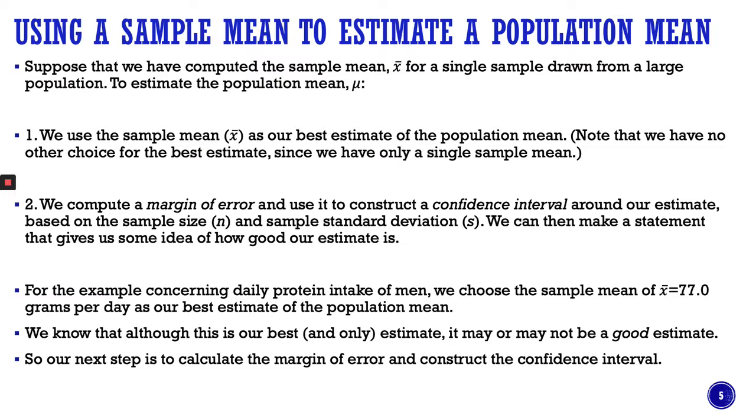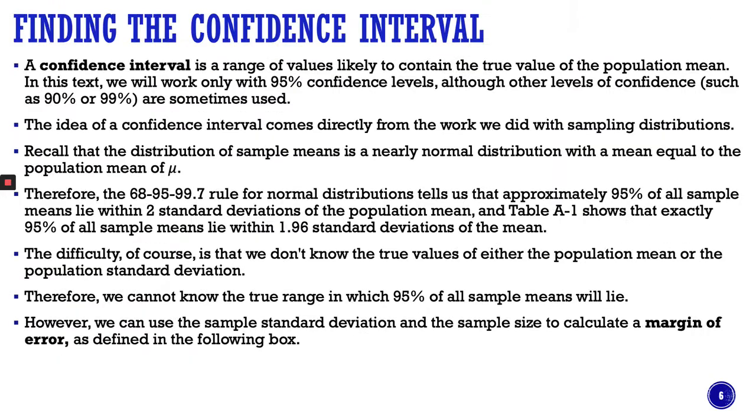For the example concerning daily protein intake of men, we choose the sample mean of X bar equal to 77.0 grams per day as our best estimate of the population mean. We know that although this is our best and only estimate, it may or may not be a good estimate. So our next step is to calculate the margin of error and construct the confidence interval. A confidence interval is a range of values likely to contain the true value of the population mean.